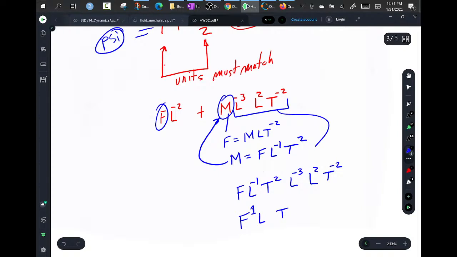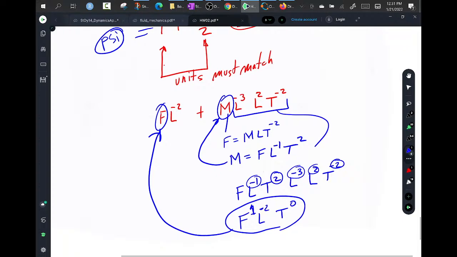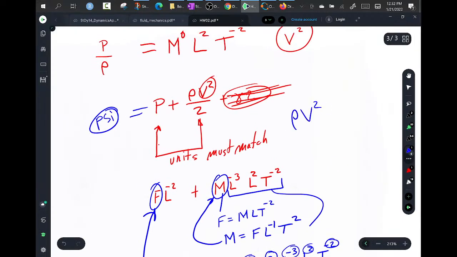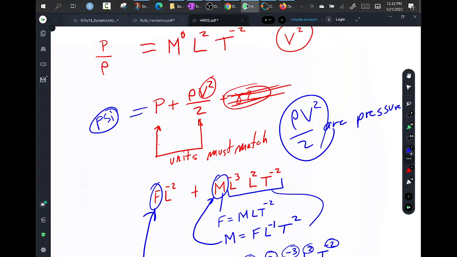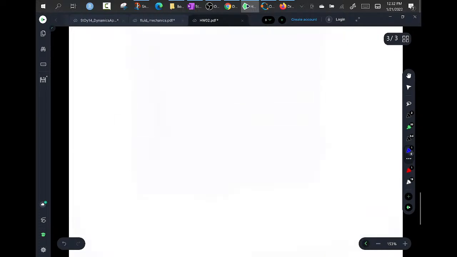How many L's do I have? So you just add this up. This plus that plus that. So you get minus 4, take away 2, and you get minus 2. T, oh, this is lucky. I get nothing there. So what do I match? I match the same thing. So the units of rho v squared over 2 are pressure. So in fact, even though the units may confuse you at first, they do exactly match. They're the same thing. Whoa, okay.